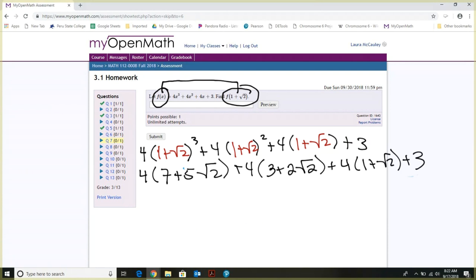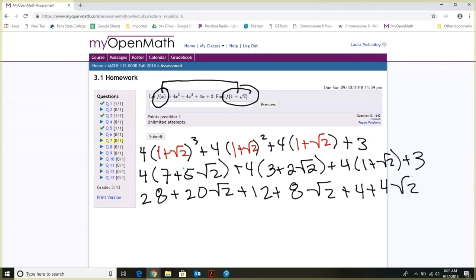All right, so now let's distribute all those 4s. So I have 28 plus 20 square roots of 2 plus 12 plus 8 square roots of 2 plus 4 plus 4 square roots of 2, and then plus a 3 there at the end. So let's put our numbers together.